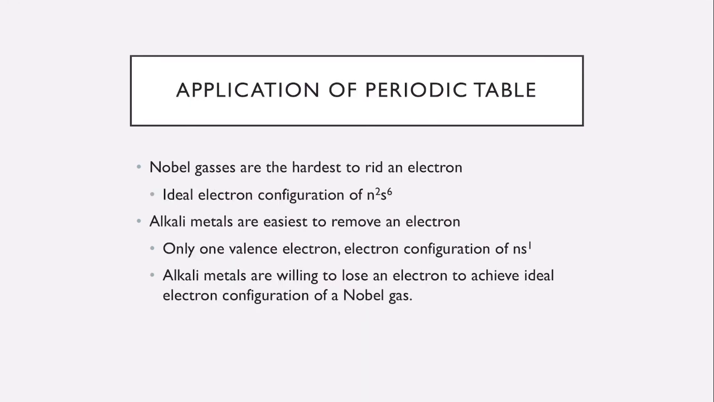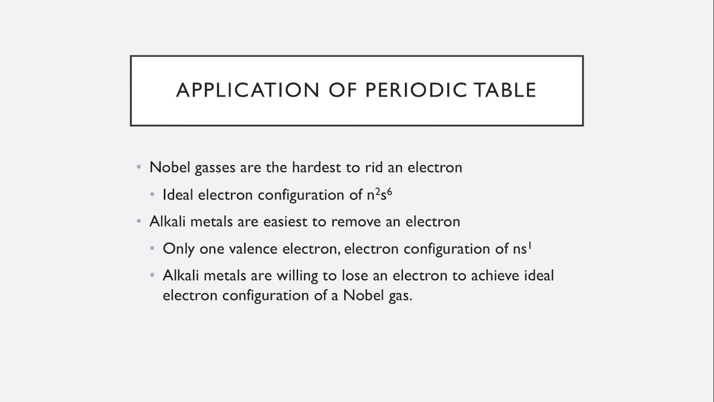From the periodic table, we can see that noble gases are the hardest to rid of an electron, and alkali metals are the easiest to remove an electron. This is because noble gases, with the exception of helium, who only has 2 electrons in their valence shell, in their lowest state have the maximum number of electrons in their valence shell that is permitted. Noble gases have an ideal electron configuration of ns2np6, making them very stable, and alteration is difficult.